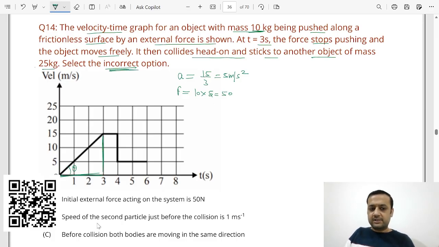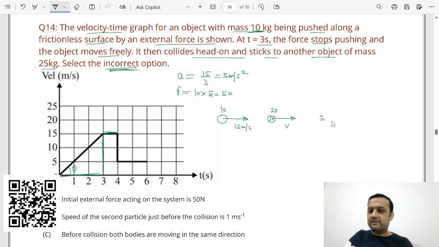Now the question is about the speed of the second particle just before the collision. Between 3 to 4 seconds the velocity is constant at 15. So let us say this 10 kg particle was moving at 15 meter per second, and there is another particle of 25 kg. Let us say it was moving at velocity v. I don't know the direction of velocity, so I'm assuming it is towards right. If it is actually towards right, then v will finally come out to be positive. However, if it is towards left, then v will come out to be negative.